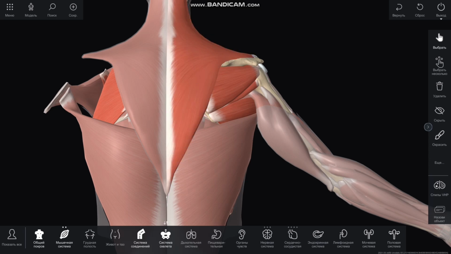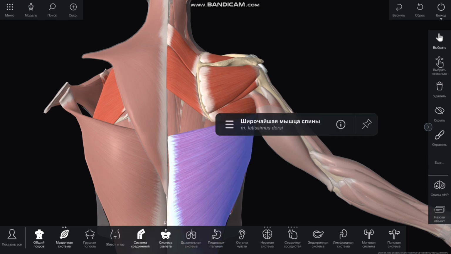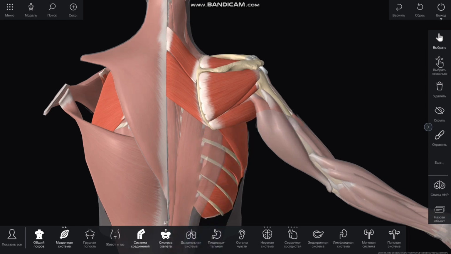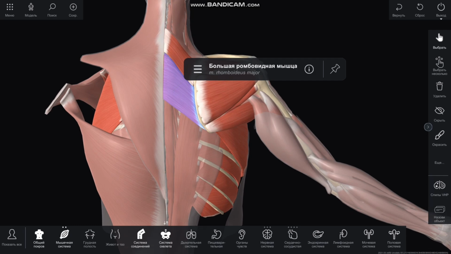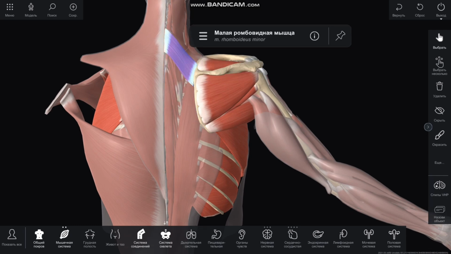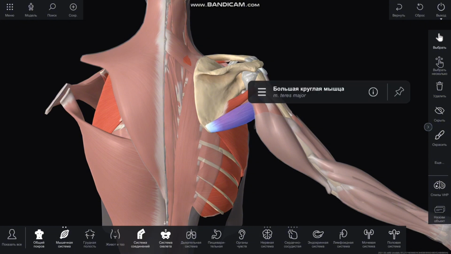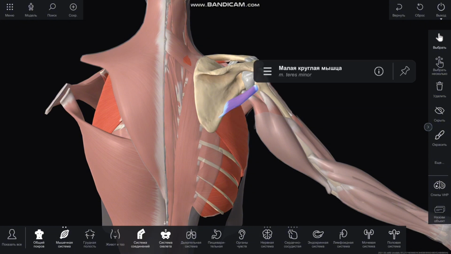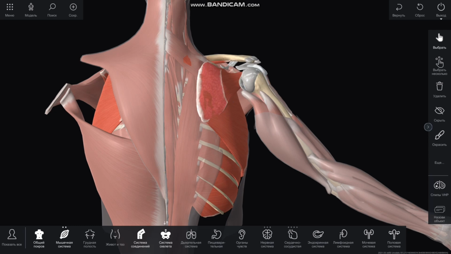This is the trapezius muscle's fascia. Let's remove it. This is the latissimus dorsi fascia. This is the latissimus dorsi. And here we can see the inner muscles of the scapular region. This is rhomboid major, still. This is rhomboid minor. This is infraspinatus. This is supraspinatus. Now this is teres major. This is teres minor. So this is the scapula on its own. Let's take it off. And here it will be the subscapular muscle.